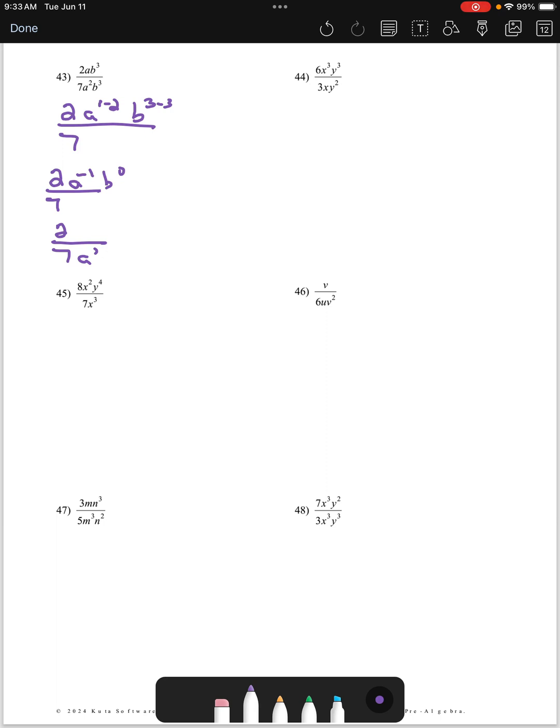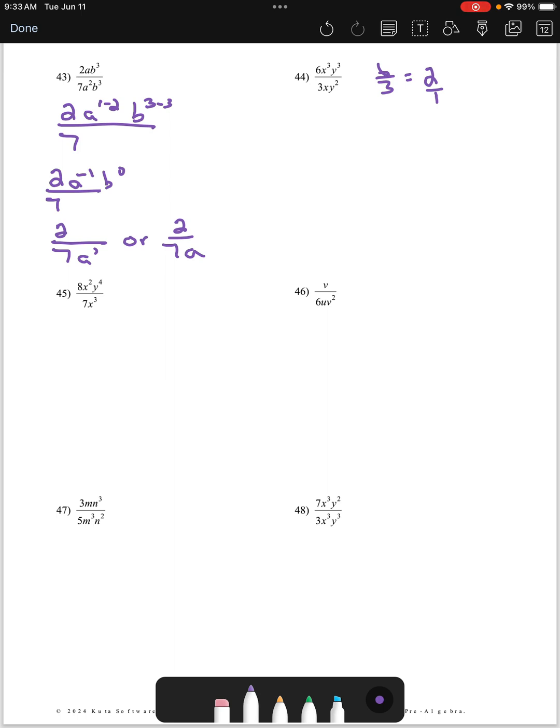Now we're already living in a fraction, which is good. The a has a negative exponent, so it needs to drop down and join the 7. And the b to the 0 is secretly a 1, so we don't need it. As always, I do not care if you write the 1 as the exponent on the a, or if you don't write the 1 on the exponent of the a. Makes no difference to me, they're the same thing.